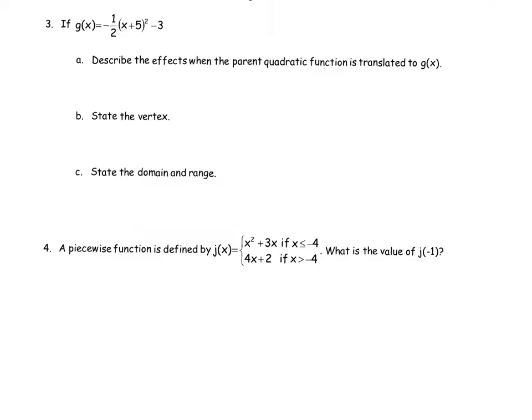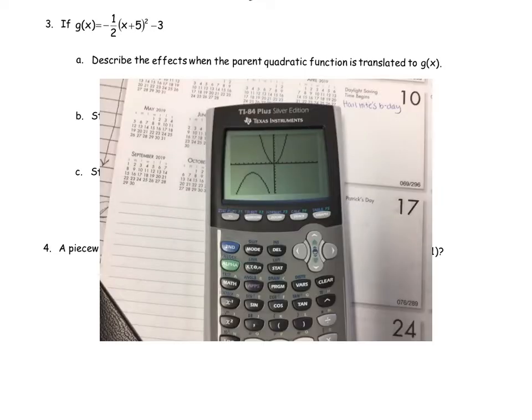Okay, so now it says, describe the effects when the parent quadratic function is translated to g of x. The parent quadratic function, we're going to put in y1. We have x squared, that's the parent function. Remember, that's going to be right smack dab in the middle. Then I'm going to enter in y2: negative 1/2, parentheses, x plus 5 squared, minus 3.